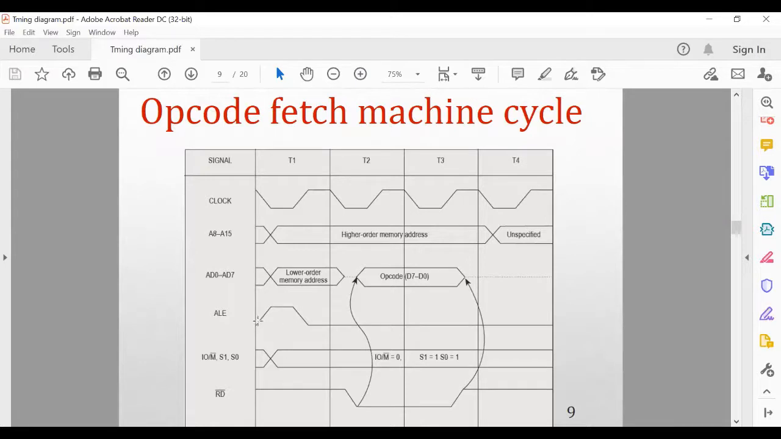The ALE signal will be high for the first T state, T1, and IO/M bar will be transferred in this way. The read bar signal is an active low signal. When this signal goes low, it is activated. When this signal is high, it is deactivated. So initially it is deactivated, but from the middle portion of T2 to the middle portion of T3, it will be activated. And then again after that, up to the last one, it will be deactivated.